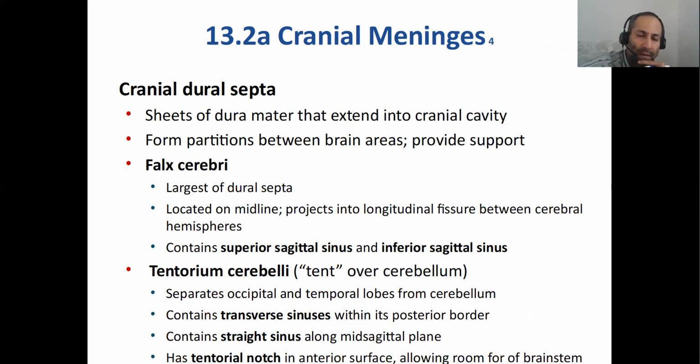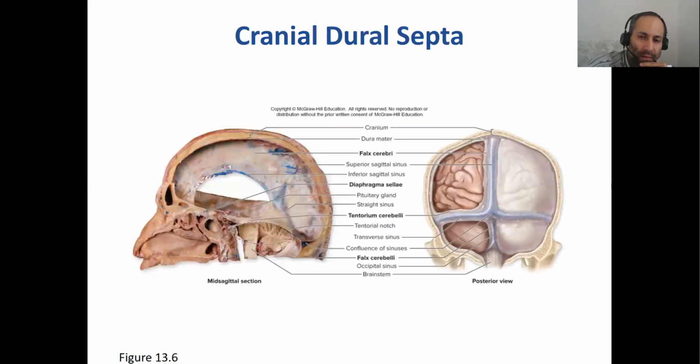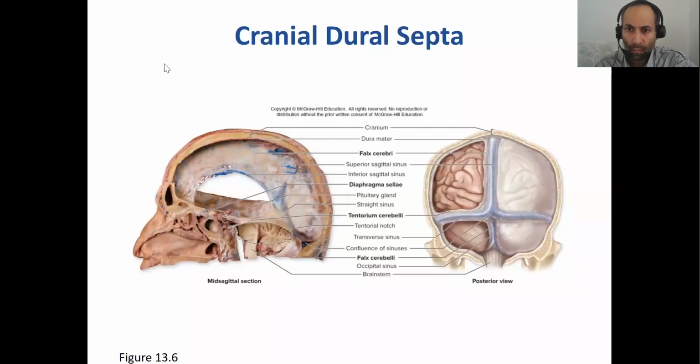All right. So here we are looking at what are called the cranial dural septa. So let's go here and take a look at what those look like. So here they are, and they basically are these partitions that you see separating the brain into different compartments and different chambers, right? So let's take them one by one as we see here.